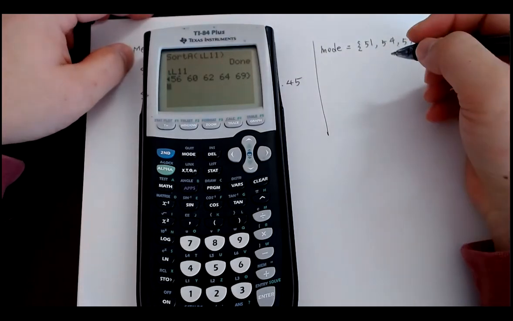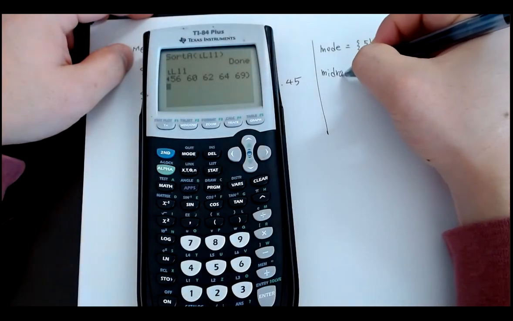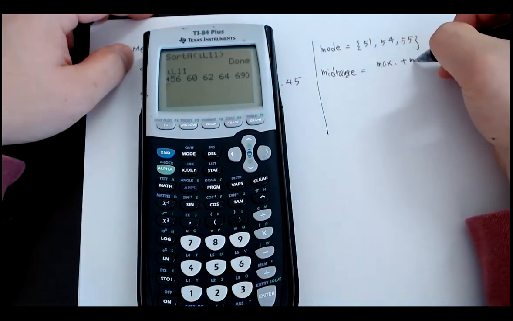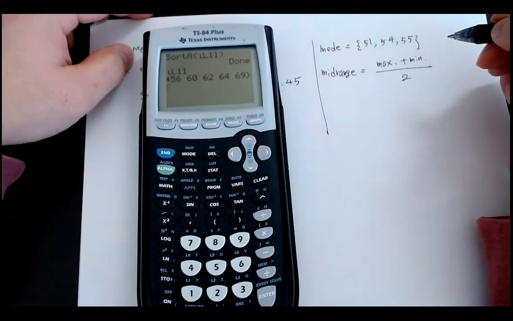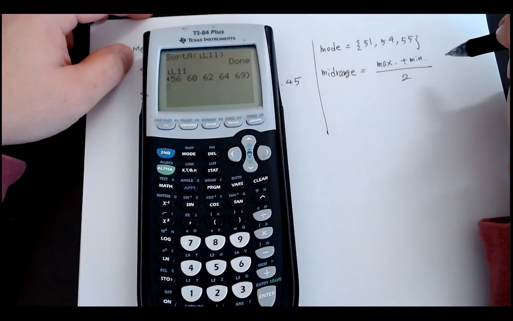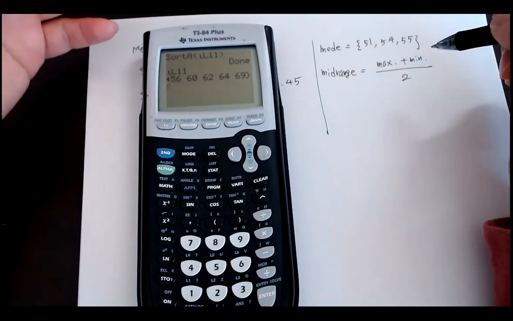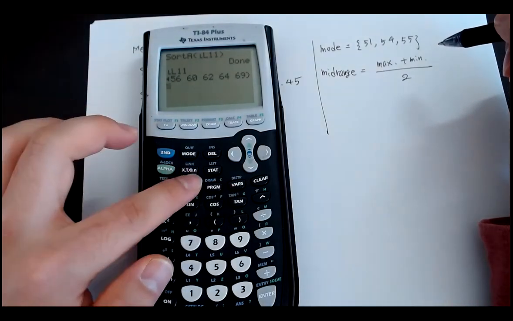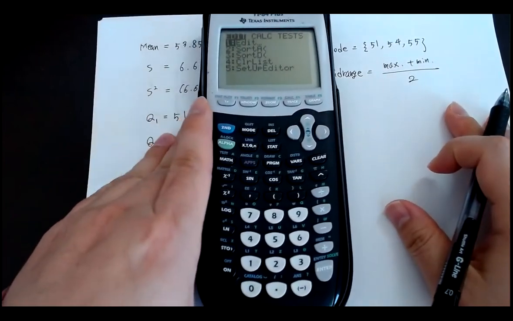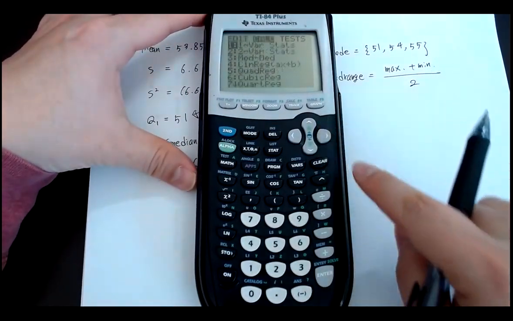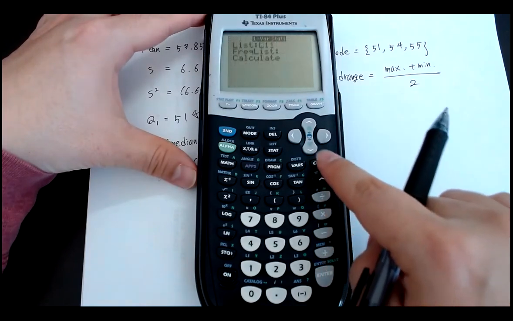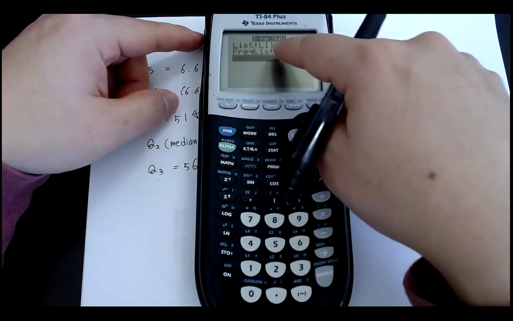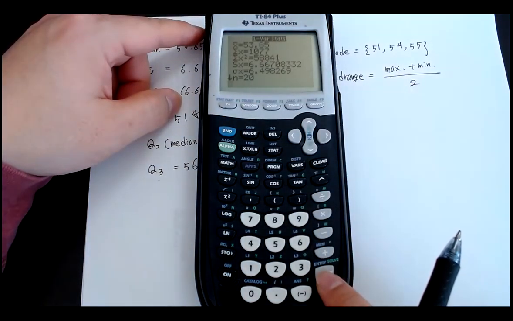Next one, let's find out the mid-range. Mid-range is the maximum data value plus the minimum data value divided by 2. We got max and minimum when we found the mean in one-variable stats. So we go to the stat, and under the calculate tab, click one-variable stats. Then enter L11 in the list, and leave the frequency empty.